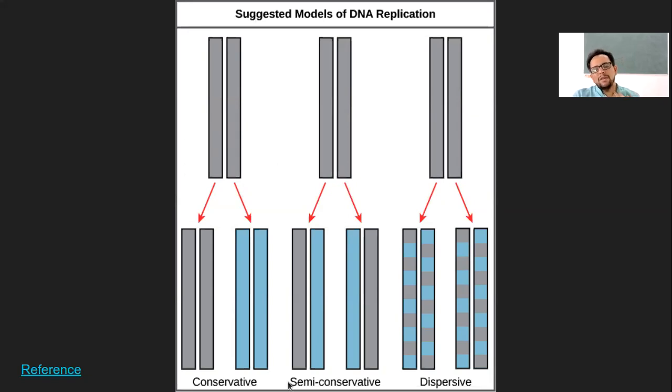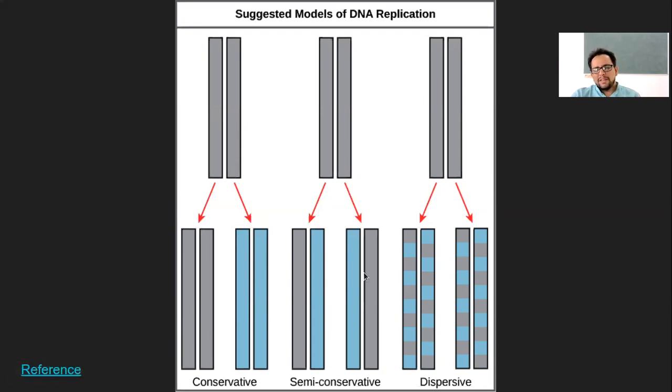One of the models was the conservative model, in which both the DNA strands stay intact as they are, and based on that information, two different DNA strands will be formed. So at any given situation, when one DNA molecule is replicating into two daughter DNA molecules, one will always be the parental DNA molecule and the other one will be a newly formed molecule. So that is what is conservative.